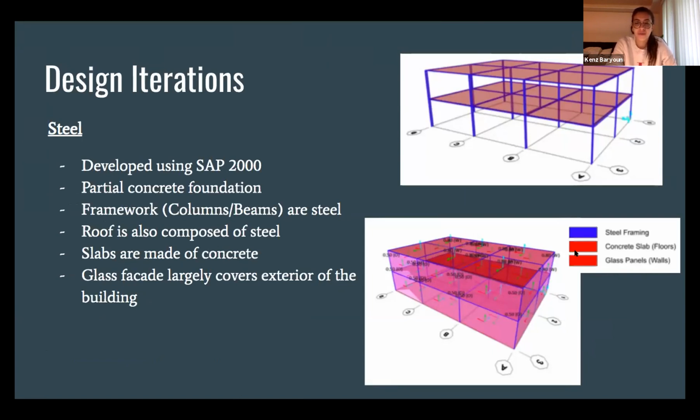Besides that, both floors consist of precast concrete slabs, and all of the columns and beams of the building are made of steel. For this iteration, we went with a flat roof as opposed to a sloped roof, which is different than what we use for our final design. And these numbers here are some wind pressure coefficients that we used when we applied loads for the structural analysis.